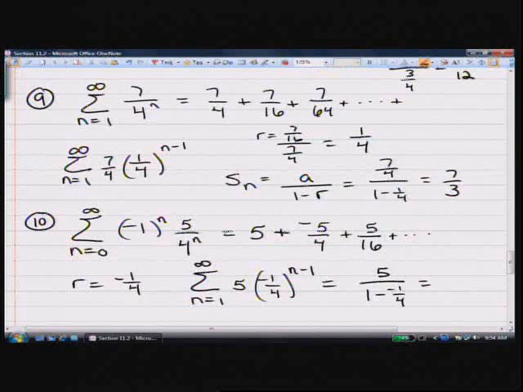When I flip it, the 5's cancel. So I think I'm getting 4 is my answer on number 10. Okay? All right.